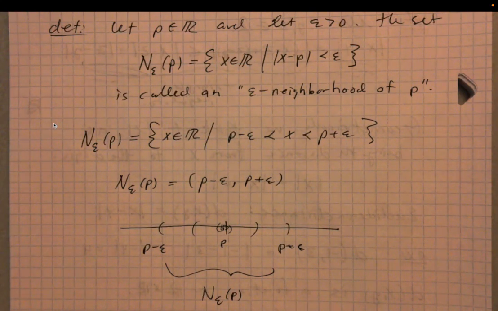All right. Okay, so what we want to do next is jump into the idea of convergence of a sequence. And we're going to use this notion of an epsilon neighborhood as the central concept in the definition of the convergence of a sequence.